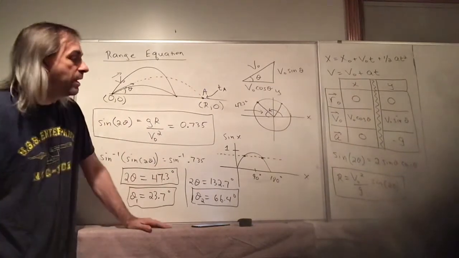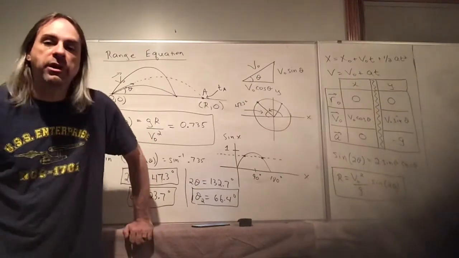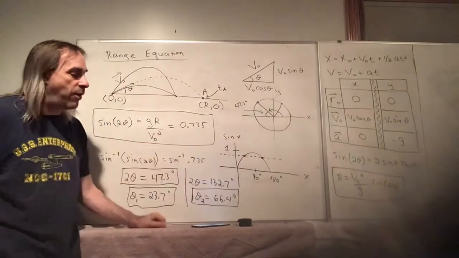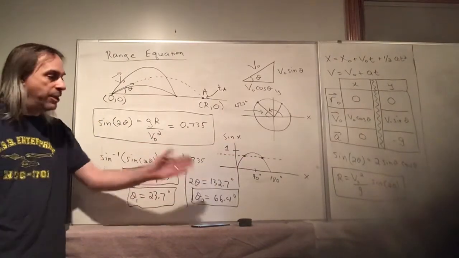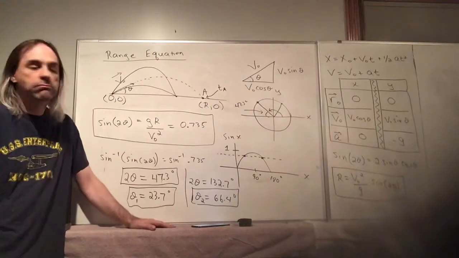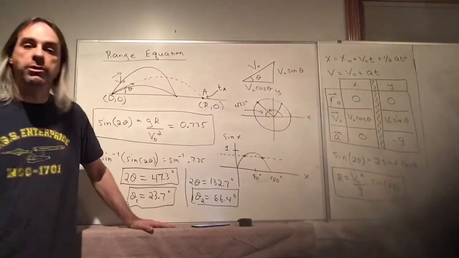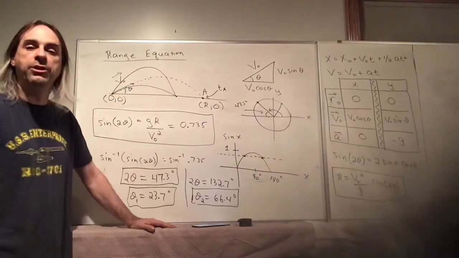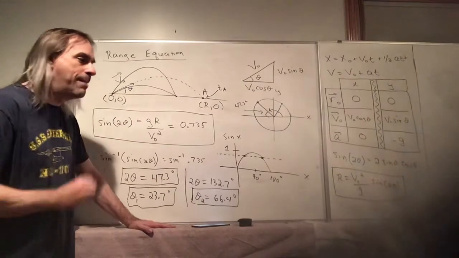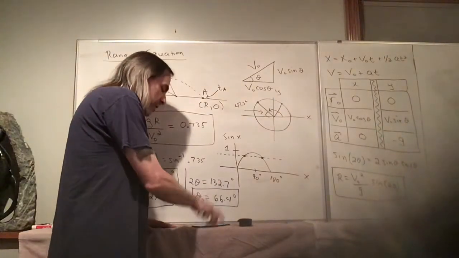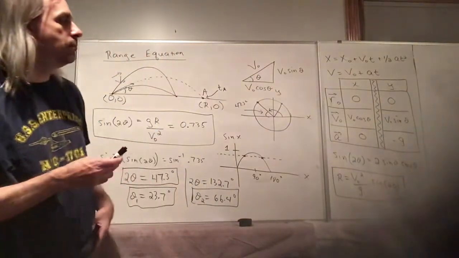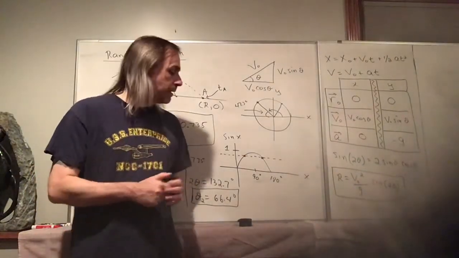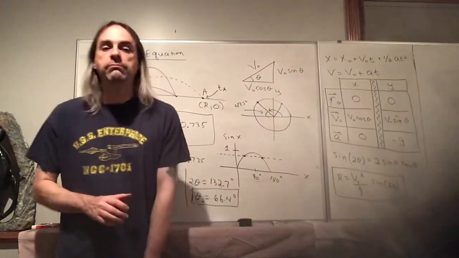So again, always be careful with inverse trig functions because it's very easy to miss that. But if you just plot the sine function over an appropriate range, then you can see that there's 2 solutions. But we'll stop here. So that's the range equation. Very useful, but kind of limited use in a way as well, because you can only use it in that particular case where it lands at the same level that it's launched from.